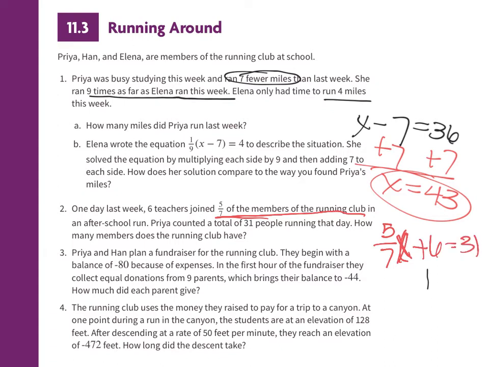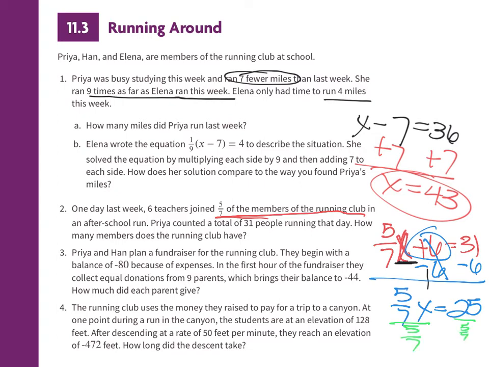Okay, so we're just going to get x by itself. The first thing we need to do is get rid of the number not with x, which is the 6. So to get rid of a plus 6, we minus 6. So we have 5/7 x equals 25. And then 5/7 x means 5/7 times x. So to get rid of times, we divide by 5/7. And then we go 25 divided by 5/7 equals 35. So there are 35 people in the running club. Okay.